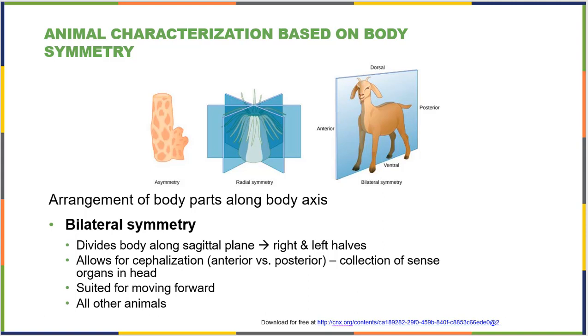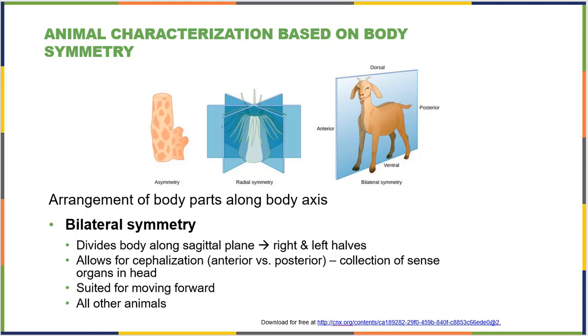So if you think about it, your 5 senses: sight, hearing, smell, taste, and touch. You can touch, obviously, with all of your skin, but the rest of those organs are centrally located in your head, and that gives you a really great sense of direction for moving forward in a straight line. All other animals outside of members of Porifera and then those cnidarians and the ctenophores, everyone else is bilaterally symmetrical.